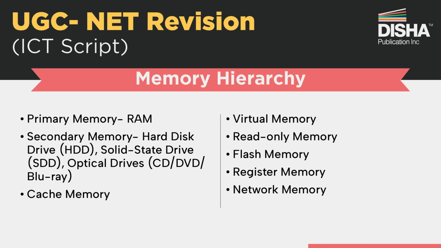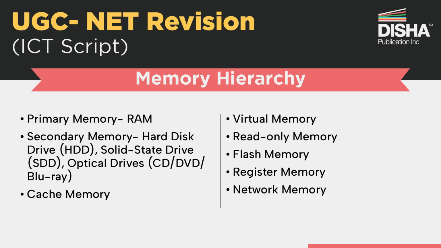Secondary memory, also called storage memory. Hard disk drives. HDDs are non volatile storage devices that store data on magnetic disks. They provide high capacity storage but have slower access time compared to RAM. Solid state drive (SSD). SSDs are non volatile storage devices that use NAND flash memories. They are faster than HDDs, consume less power, and have no moving parts.